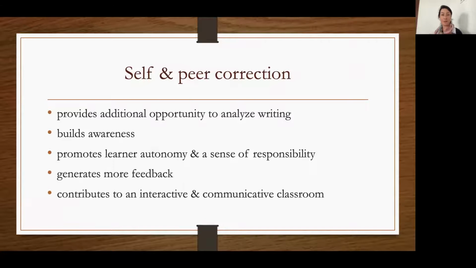So by using self-evaluation or self-correction, we're teaching that skill where students are looking at their own mistakes, building autonomy, and then peer correction, where students are helping each other, usually as partners, pairs, or groups. Some advantages here is that it provides additional opportunity to analyze writing. When you pair up students and ask them to analyze and correct each other's writing, you're basically giving them a real life exercise. Instead of giving them exercise from a textbook, it's something real.